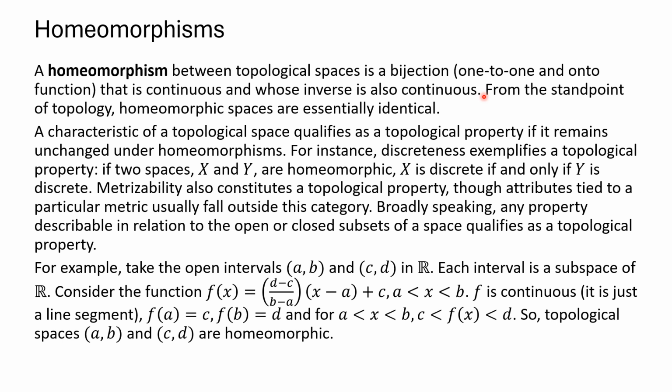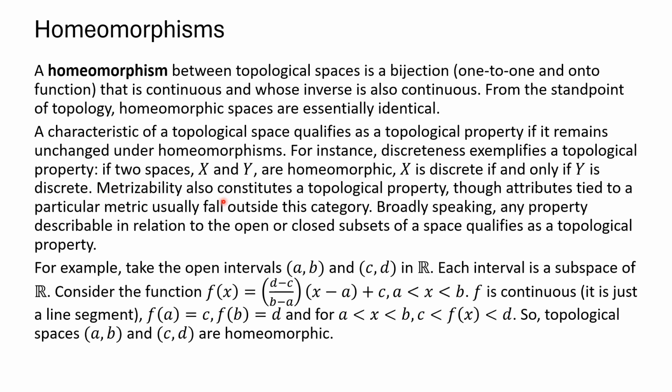From the standpoint of topology, homeomorphic topological spaces, to be particular, are essentially identical. A characteristic of a topological space qualifies as a topological property if it remains unchanged under homeomorphisms. I have a couple examples of that here. So discreteness, in other words, if you're just a finite set or a countable set, exemplifies a topological property. If two spaces X and Y are homeomorphic, X is discrete if and only if Y is discrete. That would kind of make sense to me on the surface.